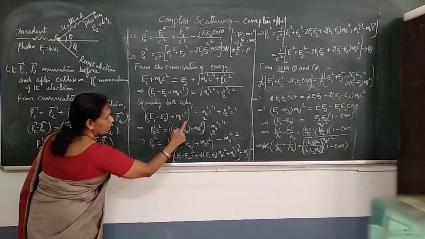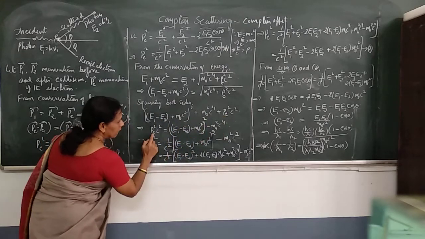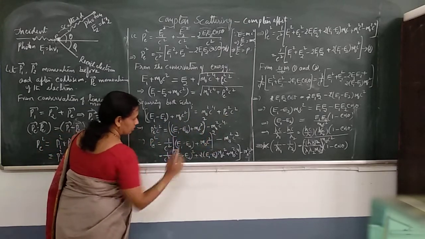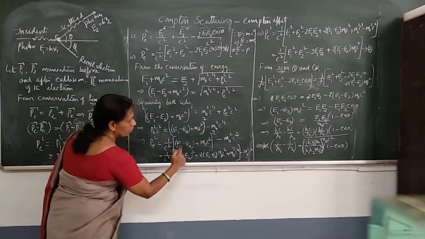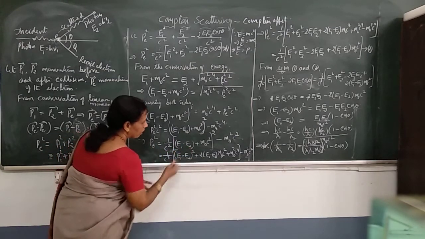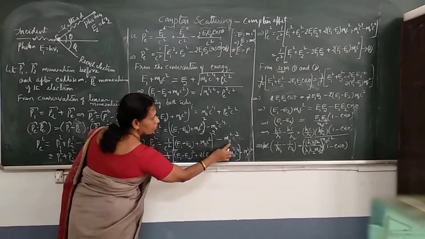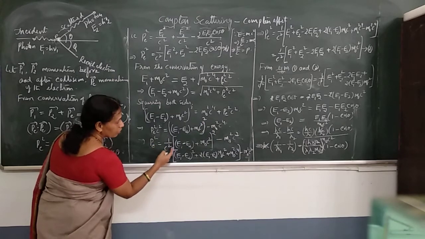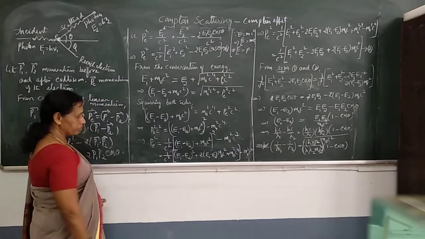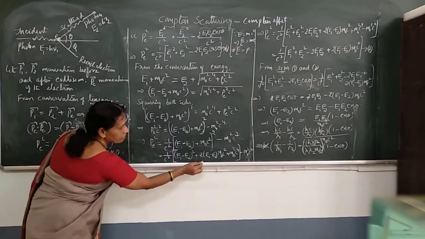And now from this, P square c square is E1 by this. Or from this, we get P square as 1 by c square into E1 minus E2 plus m0 c square minus m0 square c square. Here 1 by c square gets cancelled with this c square, this c square. So that P square is given by this.